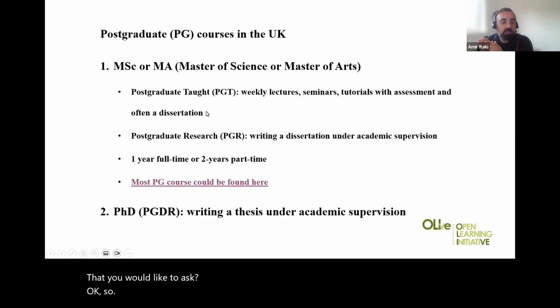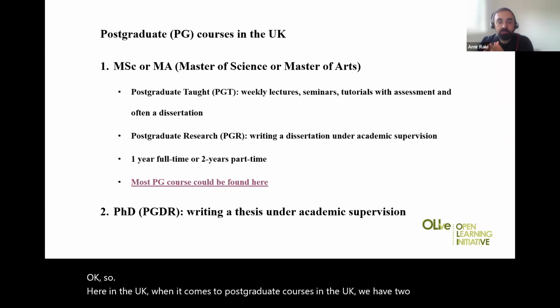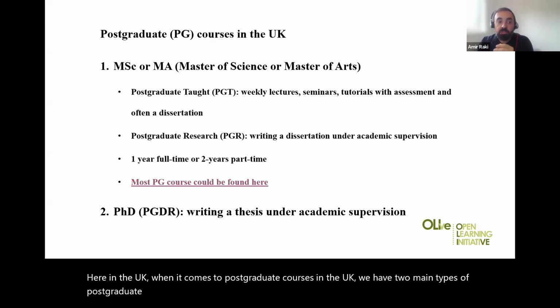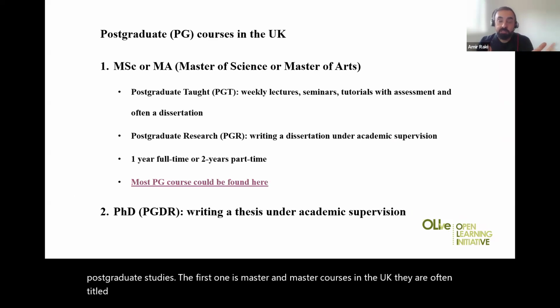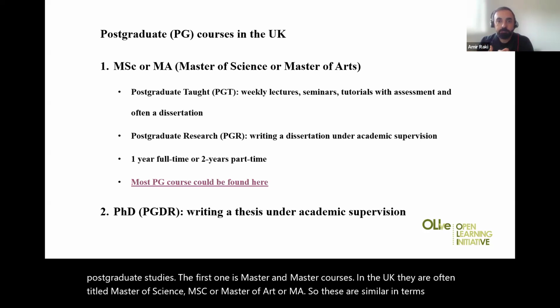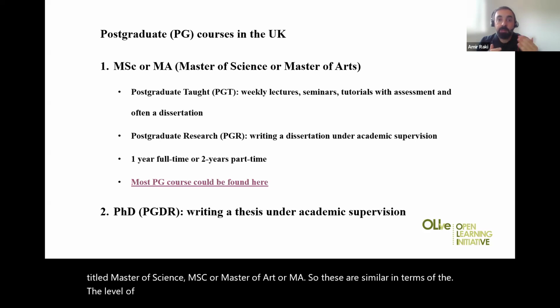here in the UK, when it comes to postgraduate courses, we have two main types of postgraduate studies. The first one is master's, and master's courses in the UK are often titled Master of Science, MSc, or Master of Arts, MA. So these are similar in terms of the level of the course. Both MSc and MA are similar qualifications. The difference is the kind of subjects.